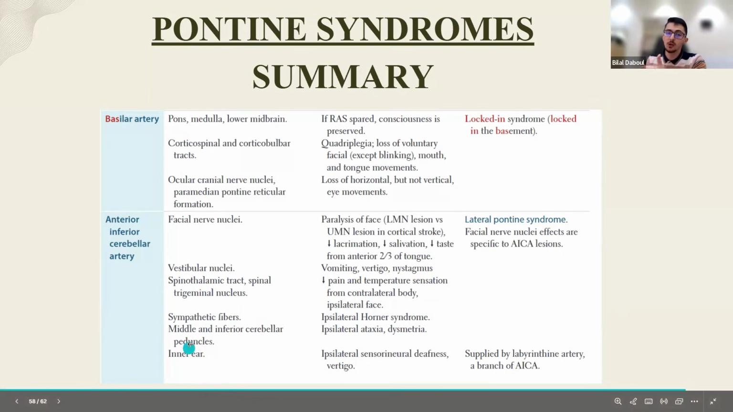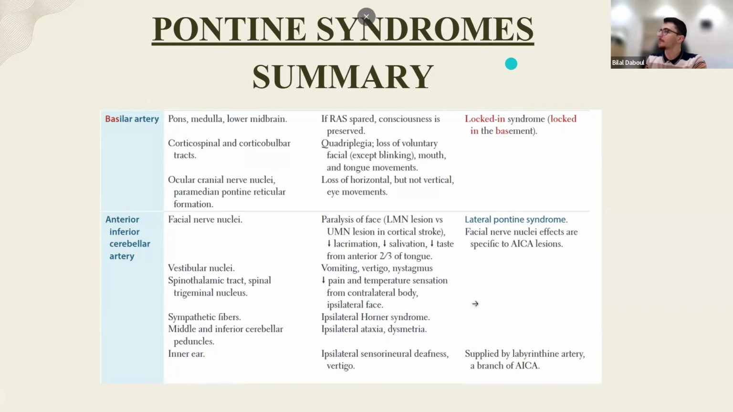If the cochlear nuclei are affected, you could also have sensorineural hearing loss or just deafness on the same side of the lesion. However, he won't really ask you about this.